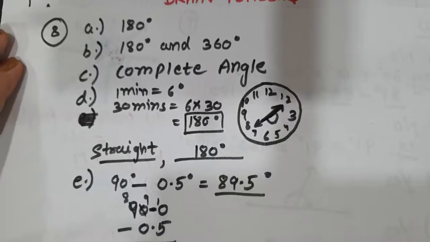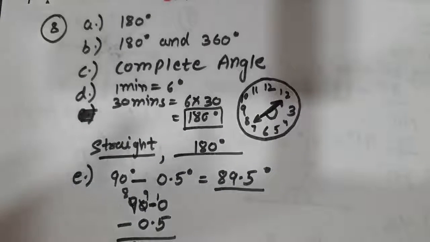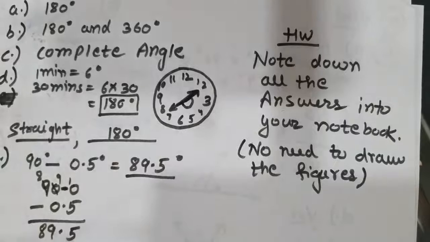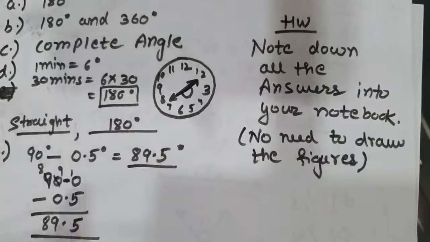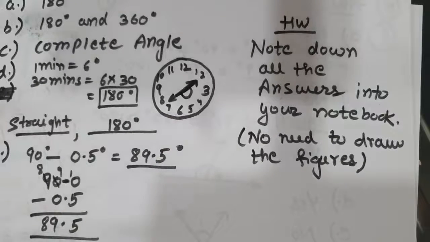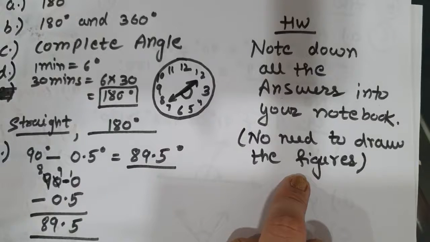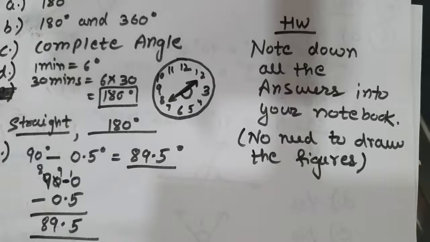I hope all the brain teasers are clear to you. Now, here is the homework for all of you to do. You need to note down all the answers in your notebook, that is your notes copy. You are not required to draw any diagram except the clocks. You can draw the clocks, but no need to draw all the diagrams which are given in the book, as they're already given there. You can directly solve all the questions in your text copy or your notebook.